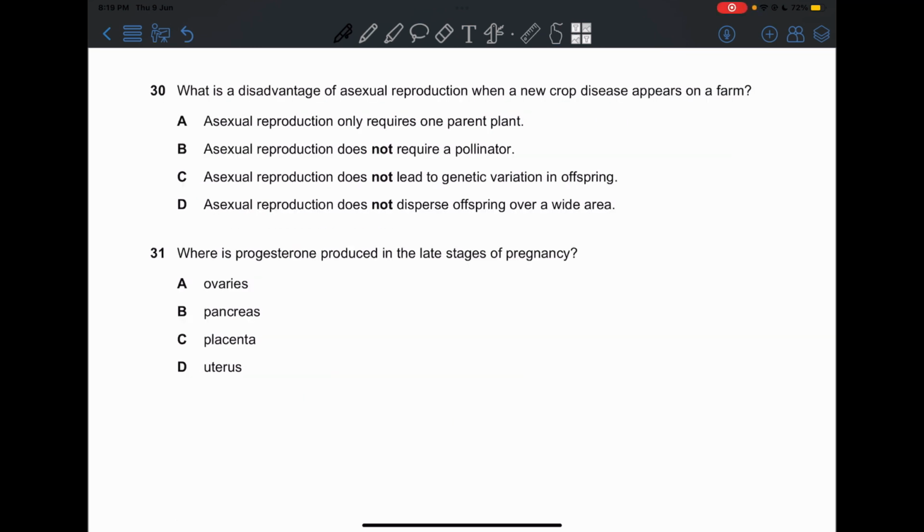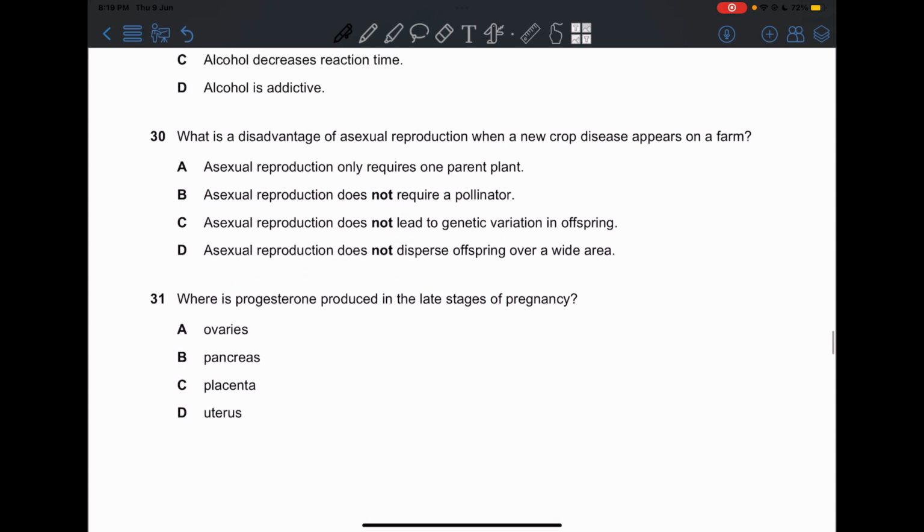30. What is a disadvantage of asexual reproduction when a new crop disease appears on a farm? Now we know that asexual reproduction will not cause genetic variation. It's going to all be the same plants, and if a disease comes into the field, all of them will be affected in the same way. So this is going to be a loss for the farmer. So let's read the options.